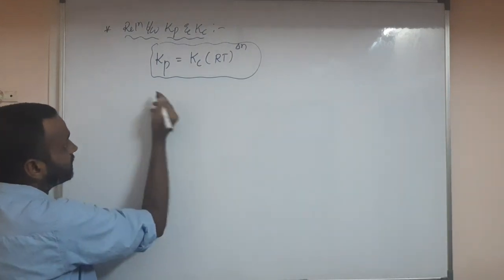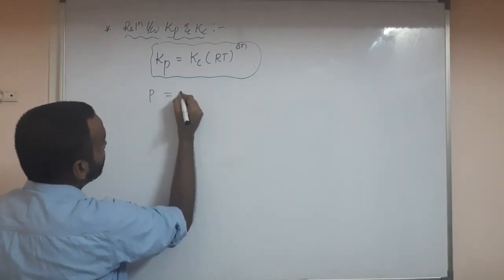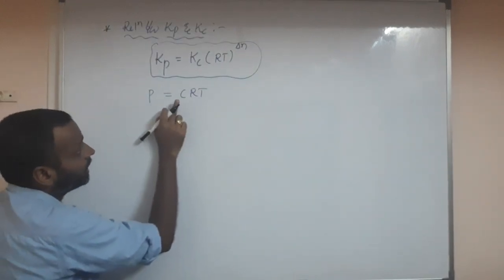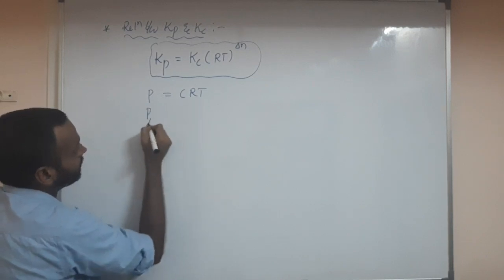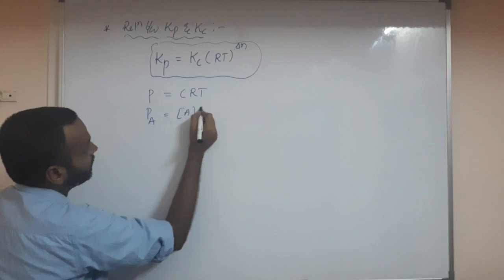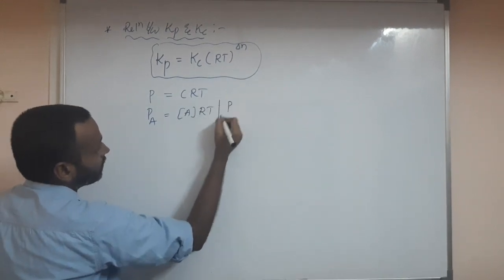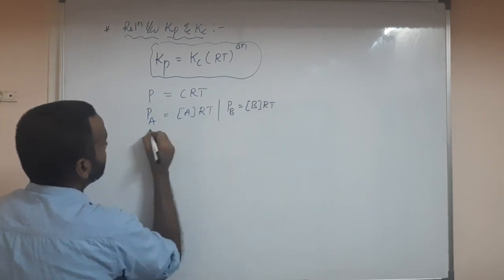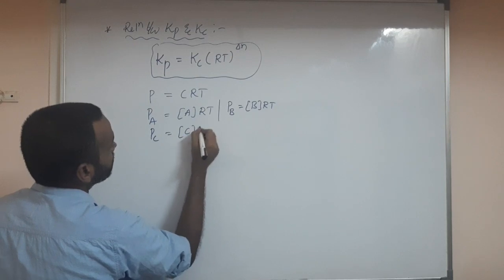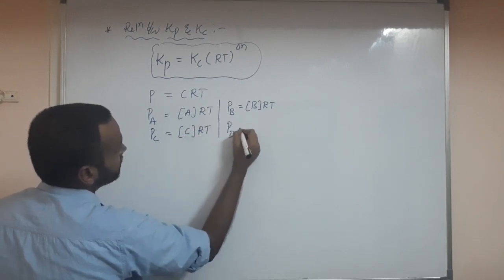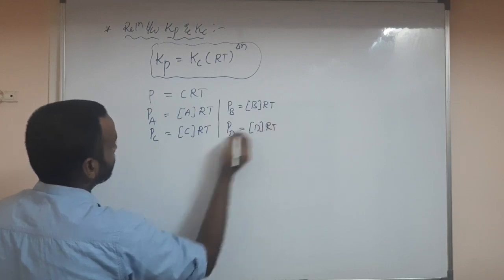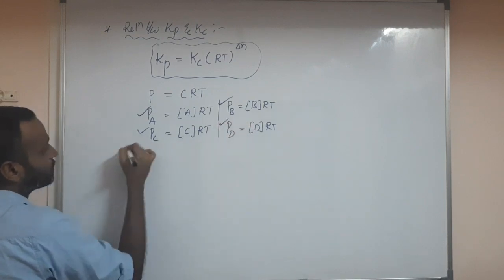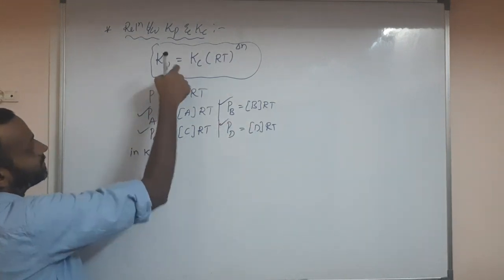From the ideal gas equation, PV is equal to nRT, from that P is equal to concentration C times RT. Like that, Pa is equal to concentration of A into RT, Pb is equal to concentration of B into RT, Pc is equal to concentration of C into RT, Pd is equal to concentration of D into RT. If you substitute all Pa, Pb, Pc, Pd in Kp, you will get this relation.